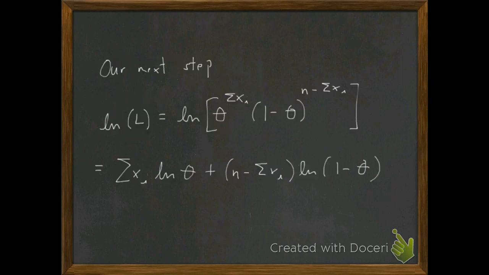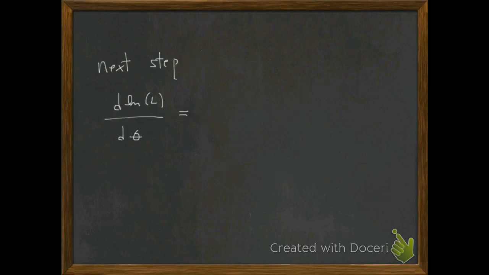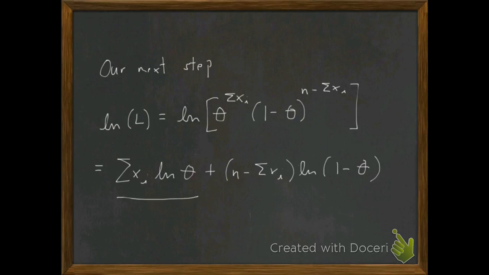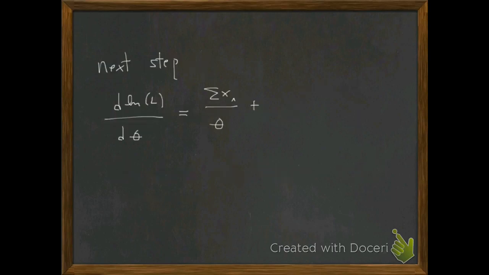Now, guys, our next step is to take the derivative. So I'm going to take the derivative of the natural log of L with respect to the parameter, which in this case is theta. For the first term, we use the product rule: derivative of the first times the second. Then the same thing for the next. Then we have the chain rule to apply, so we end up with n minus sum xi over 1 minus theta, and we have to multiply by negative 1 because of the chain rule.